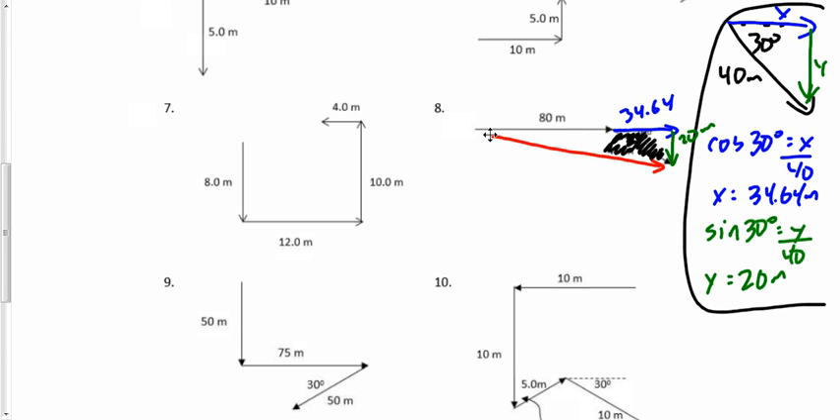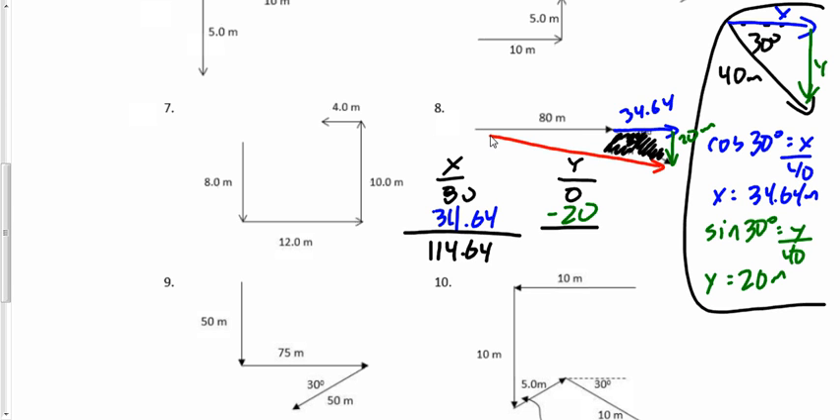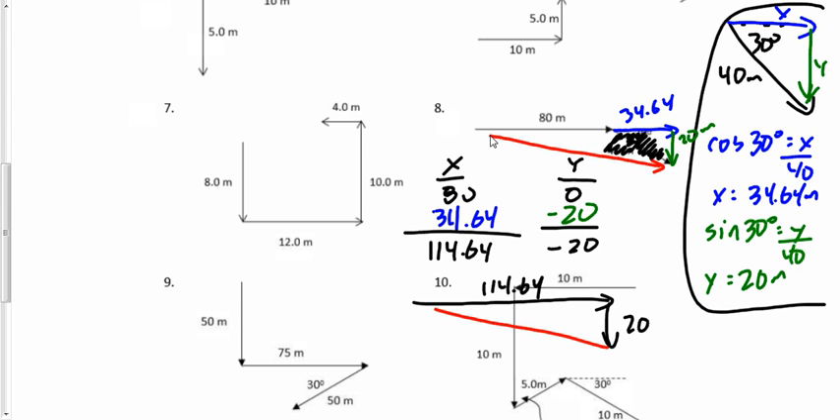For my x component, I'm going to say 80. For my y component, 0. For my x component, I'm going to say 34.64. For my y component, I'm going to say negative 20. So we're going to add those up. And we're going to redraw it, 114 and 20. And lo and behold, look at this. The resultant vector looks the same, doesn't it? As it should, if I drew it to scale.